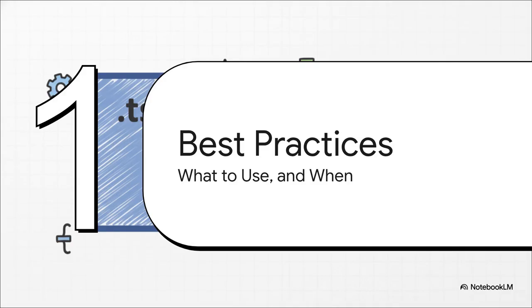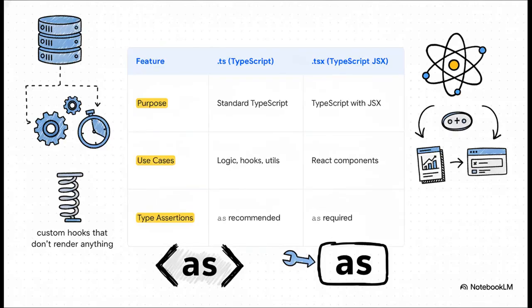Okay, so that's the backstory. But what does it all mean for you writing code right now? Well, let's talk about the best practices. Because today, the rules for writing clean TypeScript are actually super, super simple. This table breaks it all down. Basically, use .ts for all your pure logic, your helper functions, your API calls, stuff that doesn't actually draw anything on the screen. And save .tsx for only the files that have JSX in them, which is almost always going to be your React components.